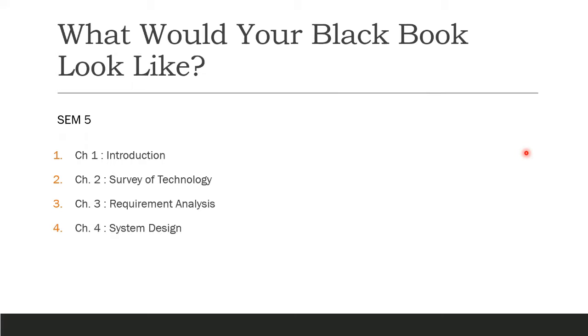Fourth thing is system design. Like at the start of this session itself, someone said that we are going to work on making charts and flow diagrams and how different things will be working, how different components will be connected to each other and stuff like that. All of these things will be included in system design. So in semester 5, only 4 chapters are to be submitted, and these are the 4 chapters that you're supposed to make.